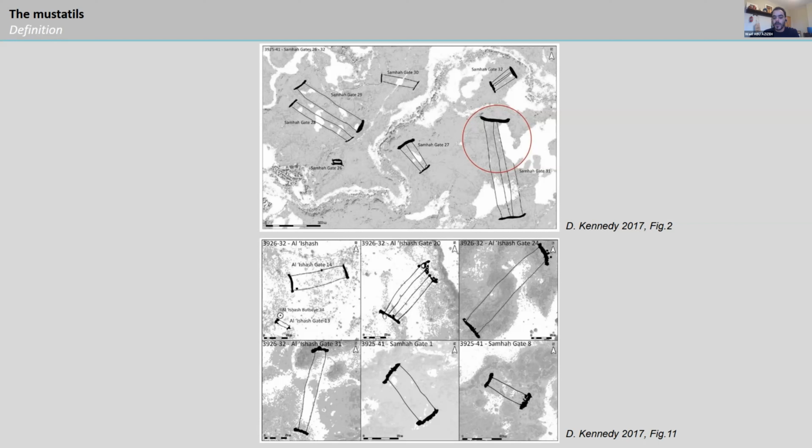I'll just recall here that they are rectangular elongated structures defined by 2 to 4 parallel long walls and closed by thicker walls on the smaller sides, often incorporating arrangements of circular structures of various types. So these structures are quite massive, and their length can reach several hundreds of meters.